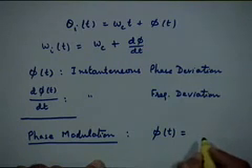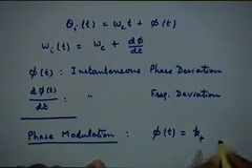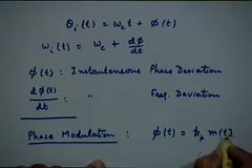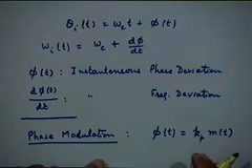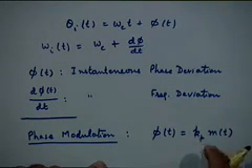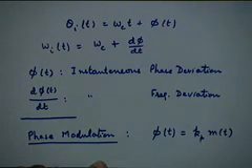Phi of t, the instantaneous phase deviation, should carry the message information, right? Therefore it should be made proportional to the message signal, right? That should be the obvious way of defining a phase modulated signal. So in this case we say that phi of t is chosen to be some constant times the message signal. The constant I am denoting by k sub p, the phase modulation constant, or you can also call it the phase sensitivity of the modulator, right.